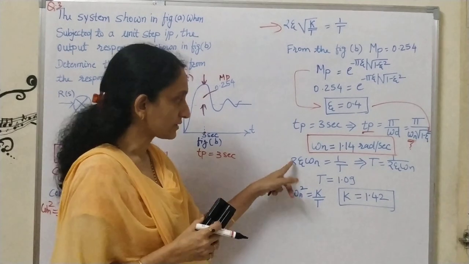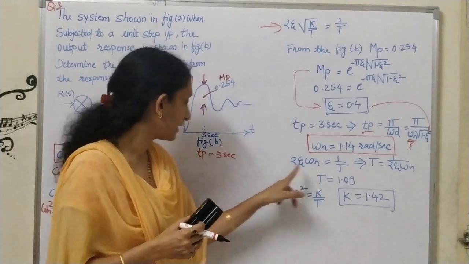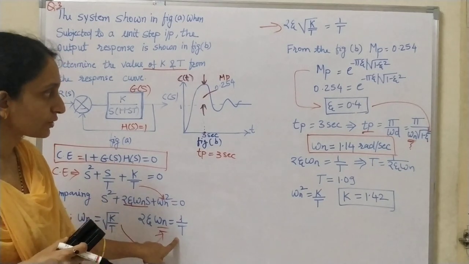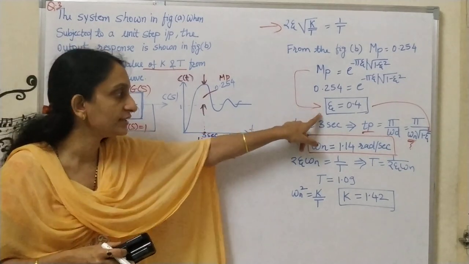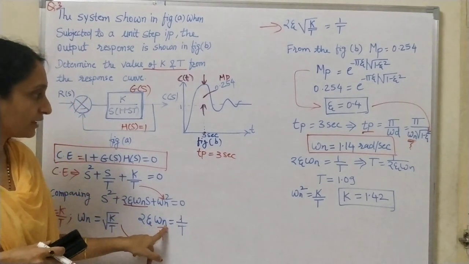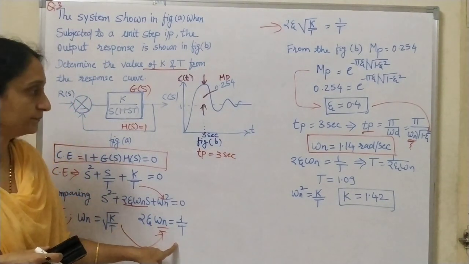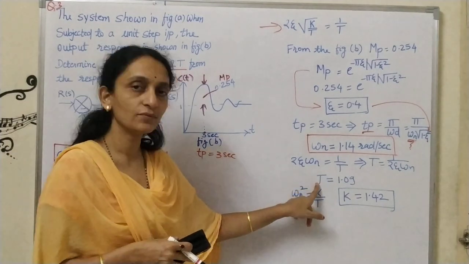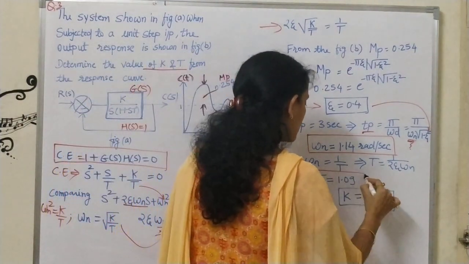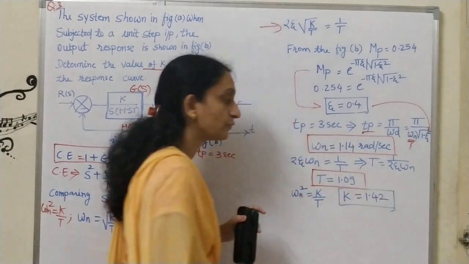Now next, look at this: 2 zeta omega n is equal to 1 by t. Now we have the answers for zeta and omega n, so we can substitute zeta and omega n here. So what will you get? We will get t. This t is equal to 1.09. So this is the constant that we have calculated: t is equal to 1.09.